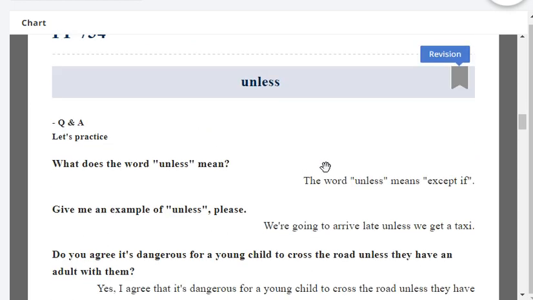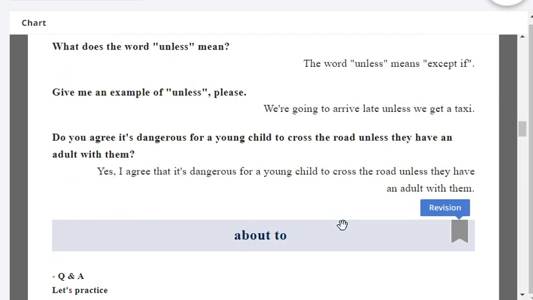What does the word unless mean? The word unless means except if. Right, give me an example of the word unless, please. We're going to arrive late unless we get a taxi.